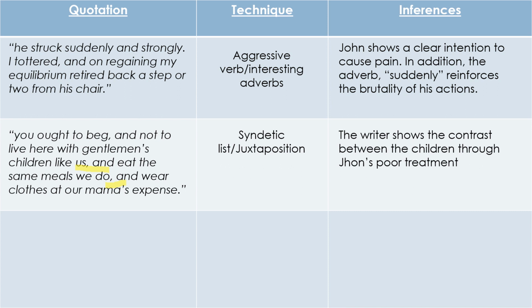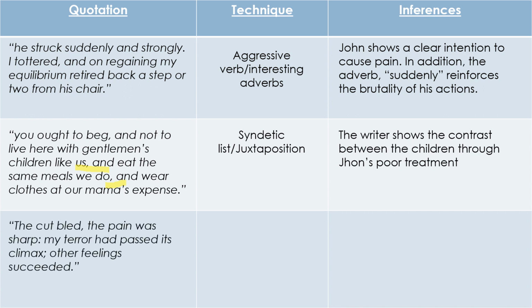The writer shows the contrast between the children through John's poor treatment. So potentially if Jane was someone who had parents who had a better kind of upbringing, had actually parents there to look after her rather than her aunt, then maybe John would have been treating her a lot better. He's clearly showing this kind of idea of a difference between the two based on the actual means that they have provided for them. And finally, "the cut bled, the pain was sharp, my terror had passed its climax.